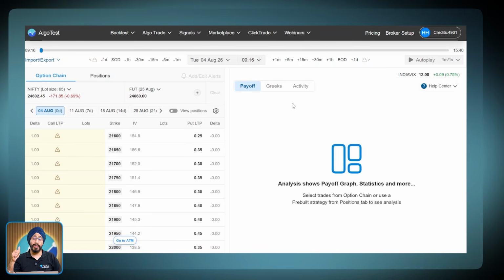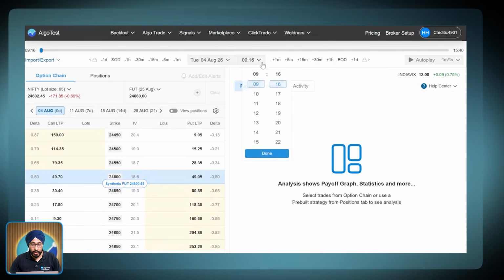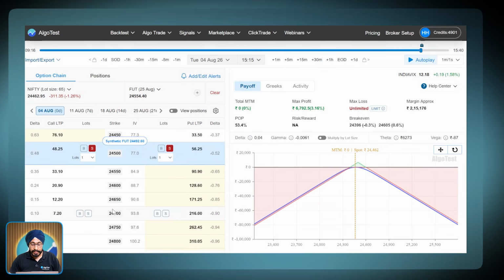One had a premium of 90 rupees at 3:15, the other had a premium of around 50 rupees. Irrespective of what the premium is, let us try and understand what we can do. Alright, so let's take both the examples. 4th of August was the previous expiry, and let me go all the way till 3:15. Alright, and if I sell a straddle, I would have gotten around 100 rupees.